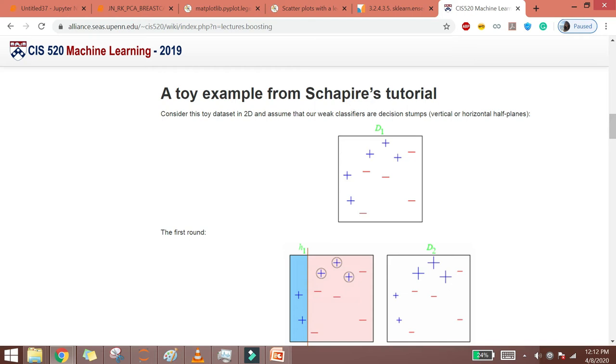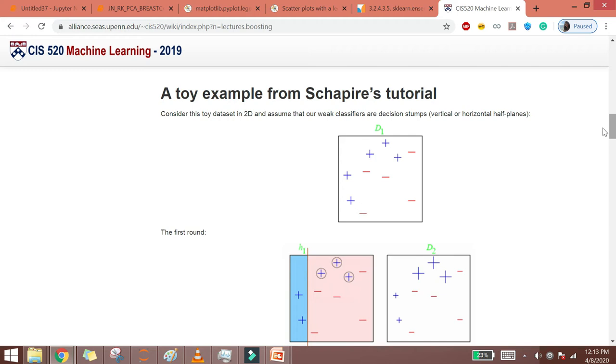So this is a toy example from Schapire's tutorial. This is actually a toy dataset, and it's two-dimensional. It has some positive points in blue and some negative points in red, and we'll be using this toy model to train a decision tree with, let's say, depth equal to 1. Whenever the depth equals 1, we call the decision tree a decision stump, and we usually draw only a single line or hyperplane parallel to the x or y axis to separate our classes or labels. Here we have positive and negative points, so we'll be drawing a single line to separate them, since we are dealing with a two-dimensional model.